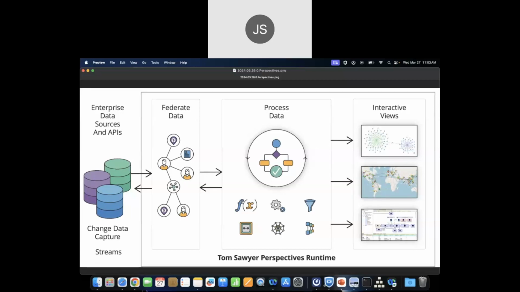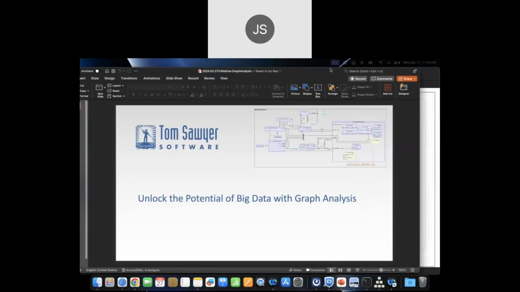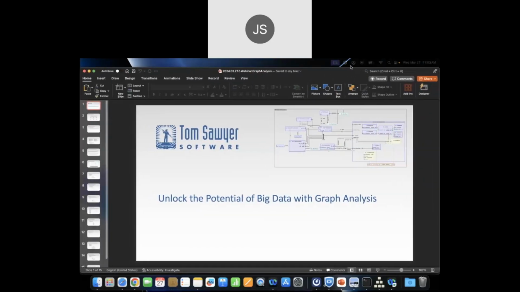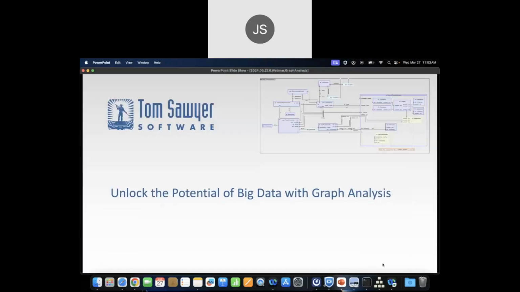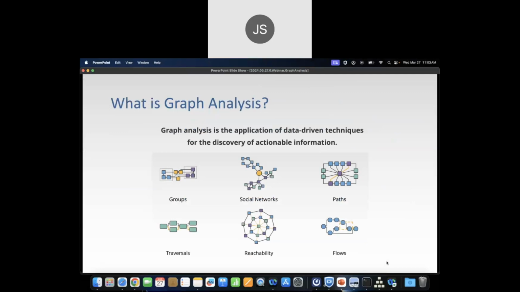So as the first part of that, we will take a brief overview of what a graph analysis is and how it can be useful. So first of all, what is graph analysis? Graph analysis is the application of data-driven techniques for the discovery of actionable information. And there's many different types of graph analysis, and we have some broad categories here. We're going to take a deeper look at these in a few moments.